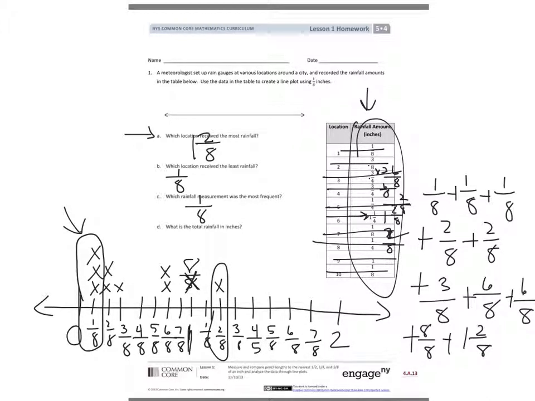It was helpful that we put all of the fraction denominators as the same, so now adding that up should be easy. Uh-oh.